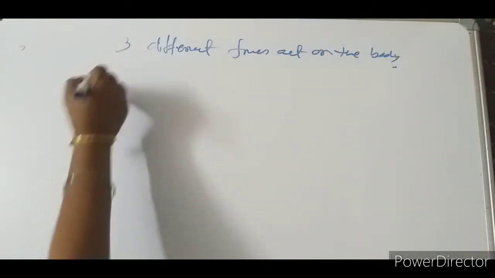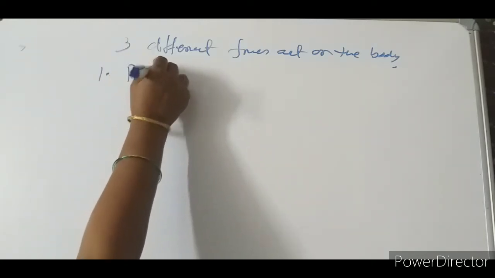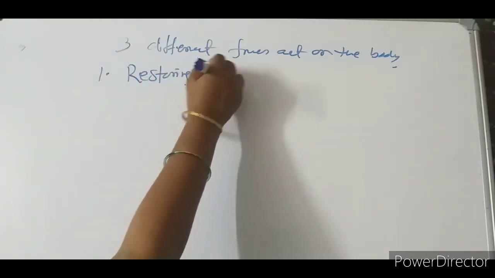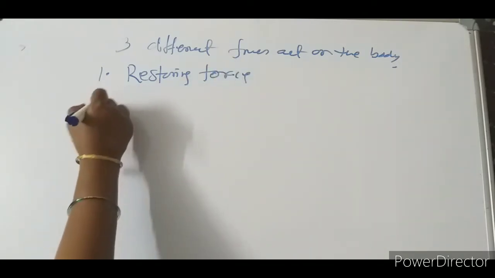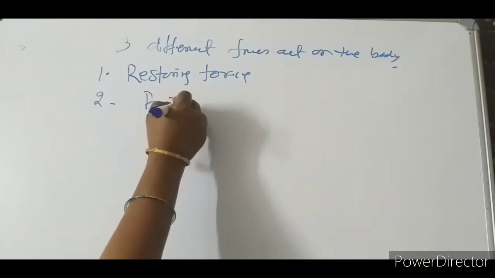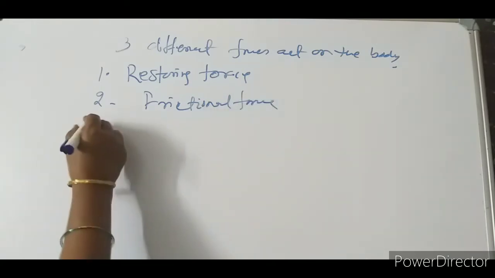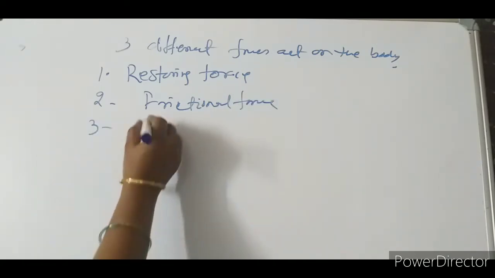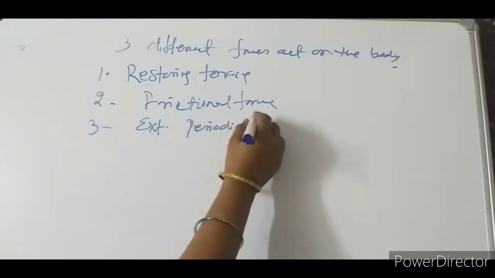So what is the first force acting on the body? One will be the restoring force. Second one, what is that? That is the frictional force. Third one, what is that? That is the external periodic force.